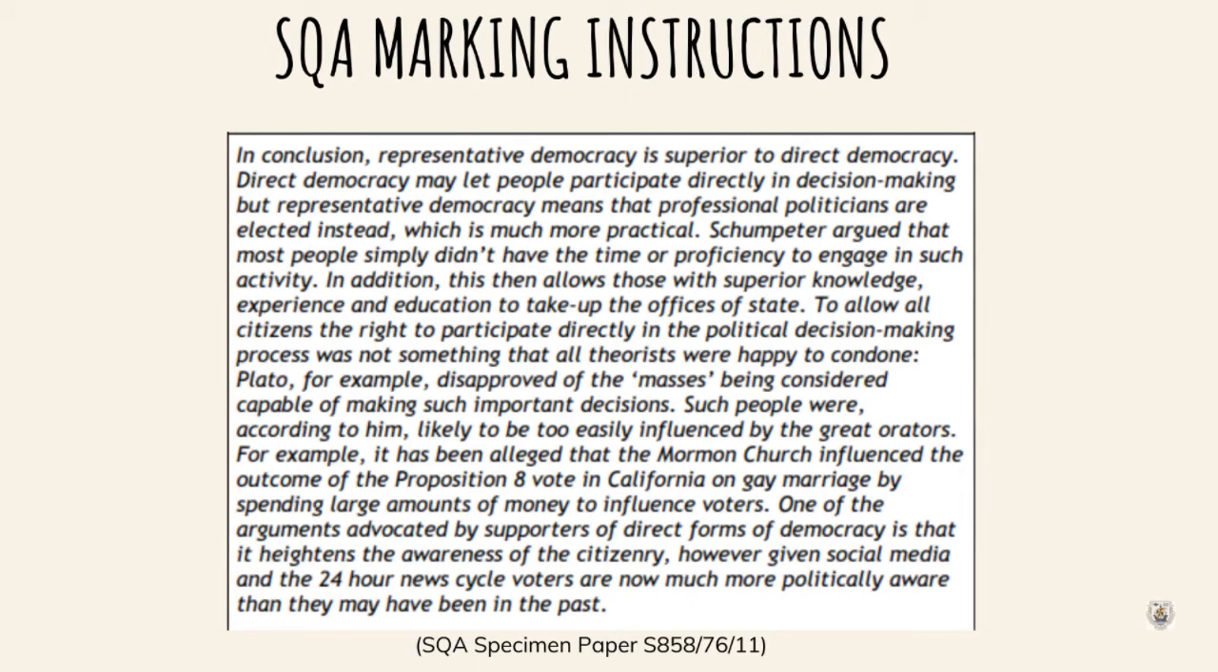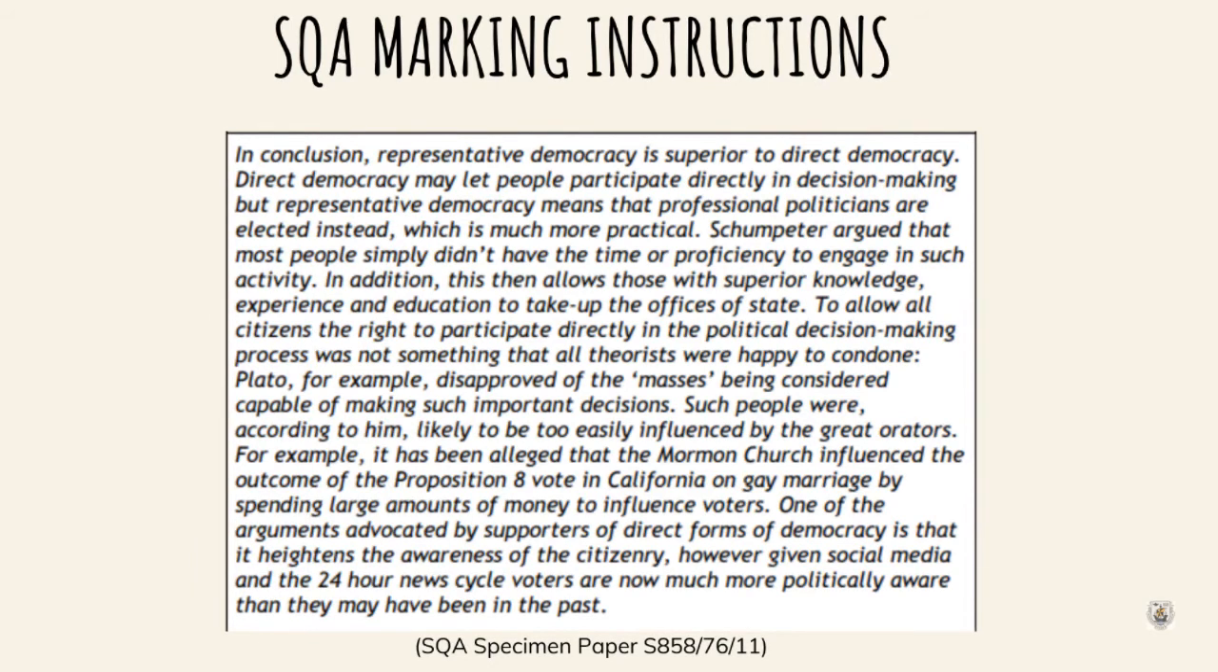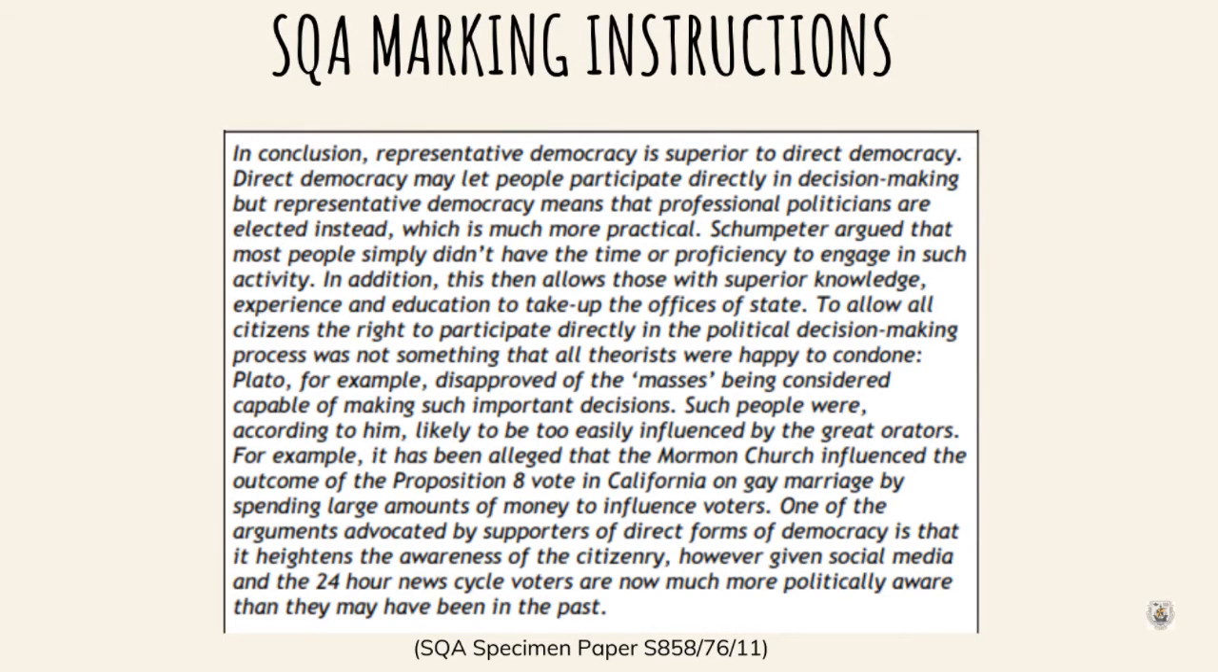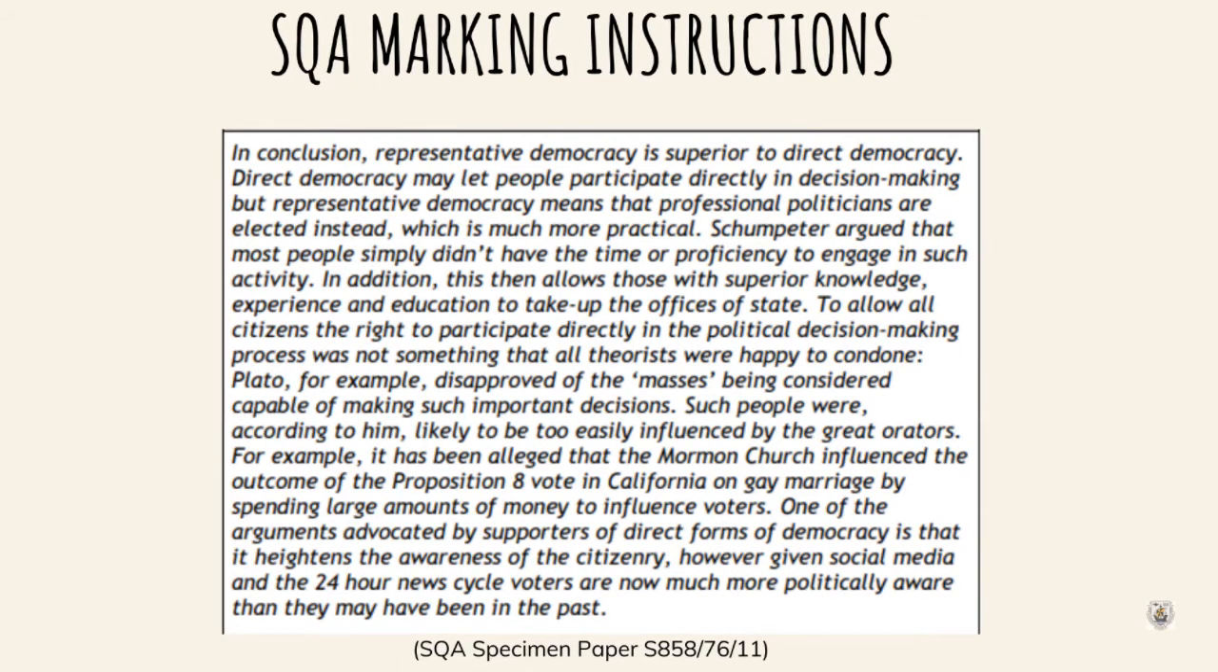To allow all citizens the right to participate directly in the political decision-making process was not something that all theorists were happy to condone. Plato, for example, disapproved of the masses being considered capable of making such important decisions. Such people were, according to him, likely to be too easily influenced by the great orators. For example, it has been alleged that the Mormon Church influenced the outcome of the Proposition 8 vote in California on gay marriage by spending large amounts of money to influence voters.